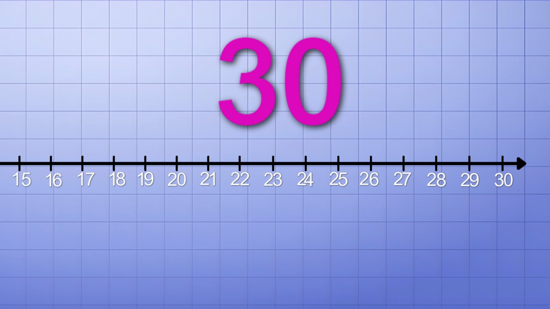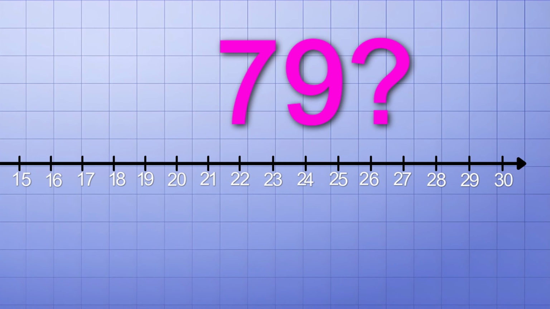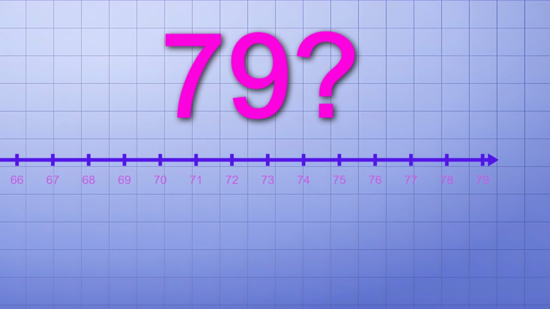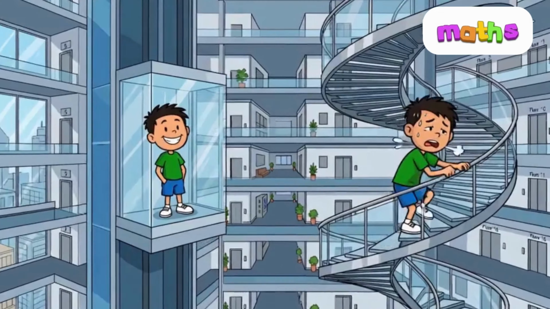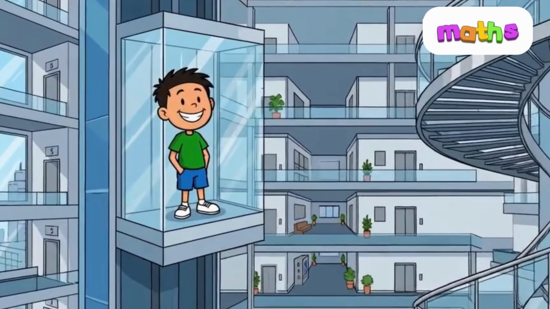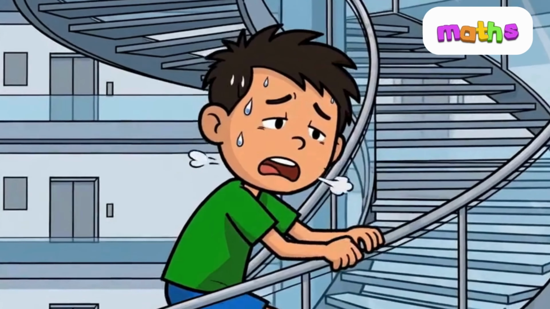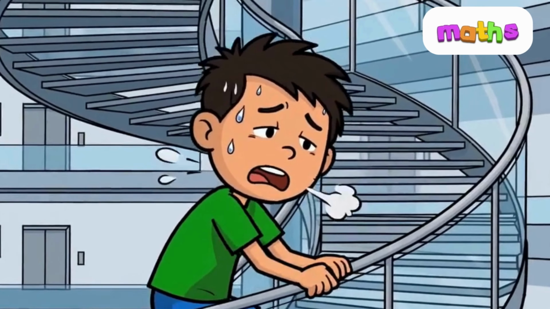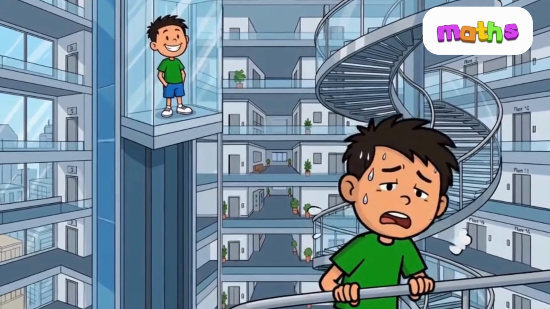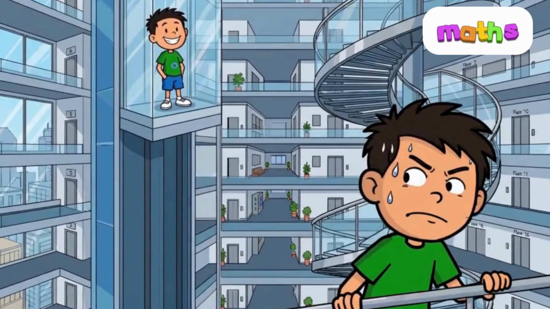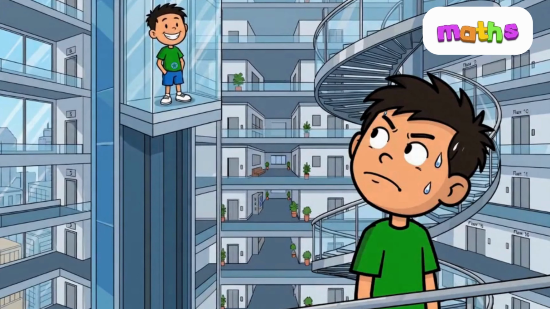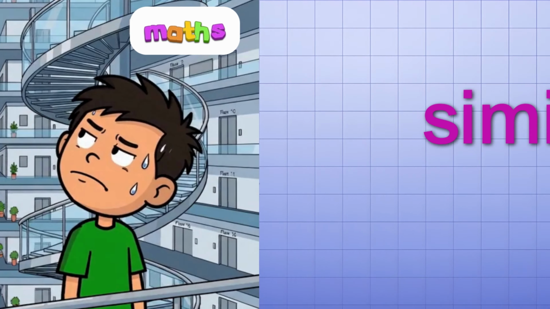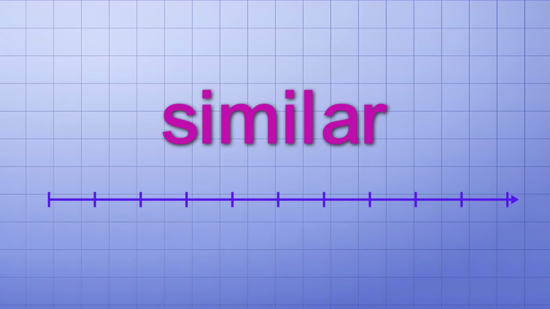But what if we need to work with the number 79? Do we really have to draw every number from 0 all the way to 79? Not at all. Think about a skyscraper. If you're going to the 79th floor, would you climb 79 flights of stairs? Probably not. You take the elevator instead, because it gets you much closer to where you want to be. Fast and easy. We can do something similar with the number line.